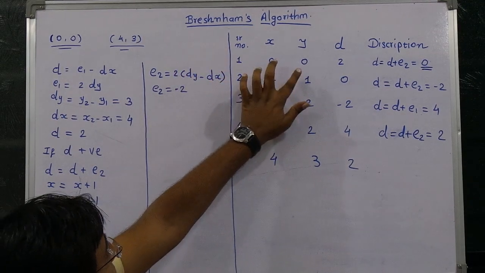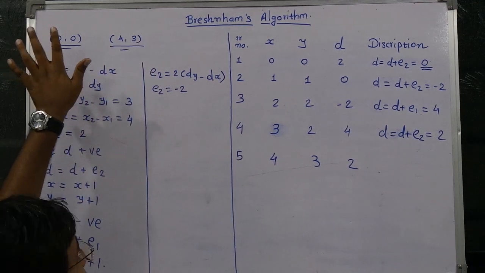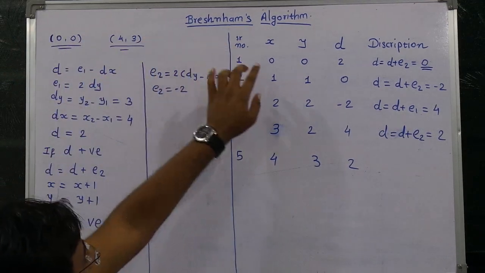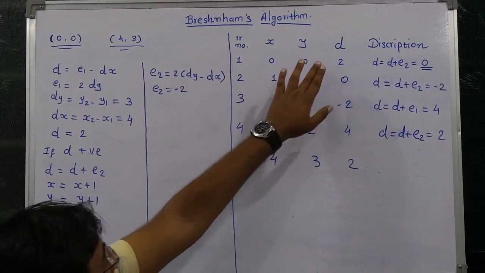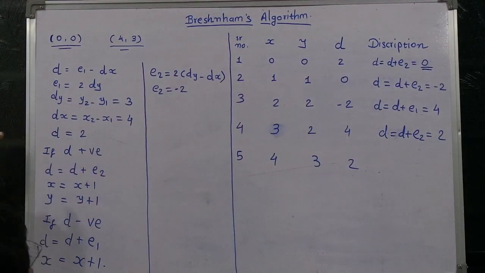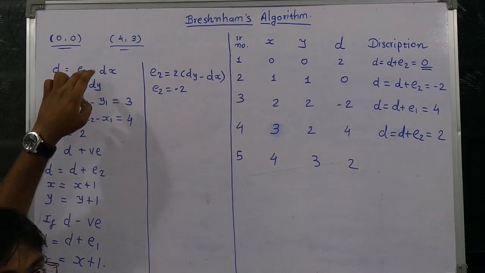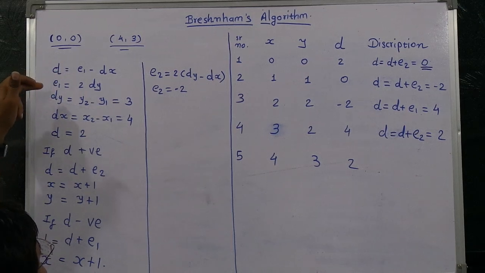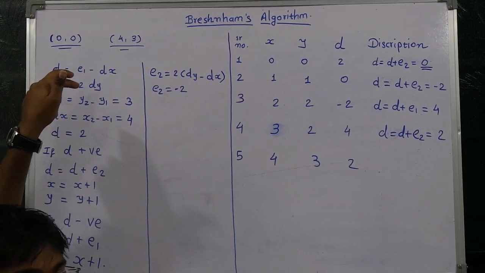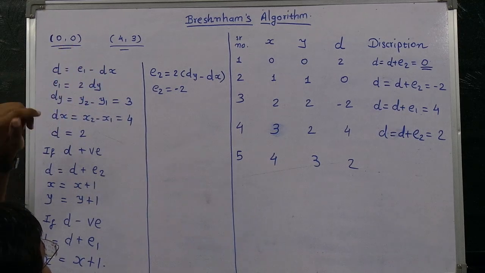What is the 0, 0? This 0, 0 is nothing but the x1, y1 value, so I am putting that value here. The D column will be filled by the equation E1 minus dx. The question may arise in your mind, what is E1? E1 is equal to 2 into dy. And what is dx? dx is equal to x2 minus x1.